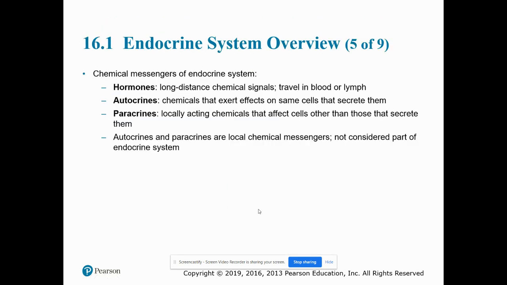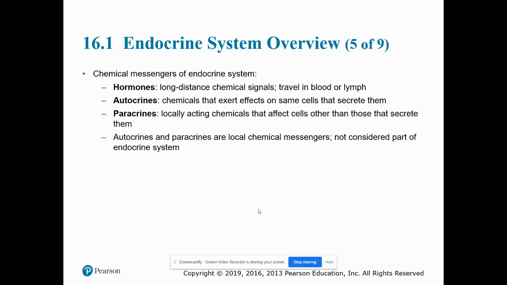So chemical messengers of the endocrine system include, we have to be careful here. We have to be real careful, because really the chemical messengers of the endocrine system include hormones, and that's it. Hormones are long-distance chemical signals that travel in blood or lymph. But we also have autocrines and paracrines.